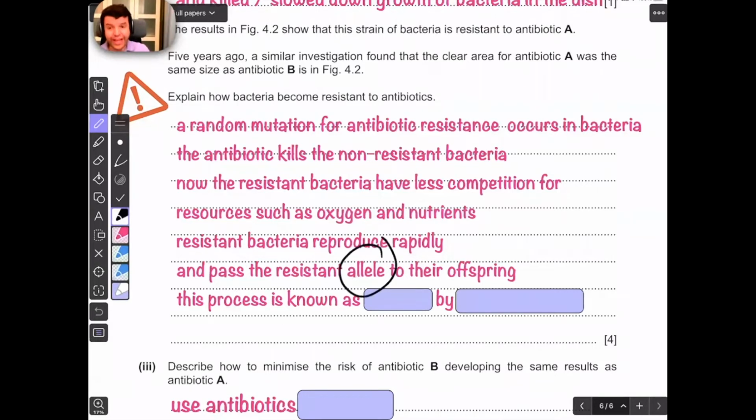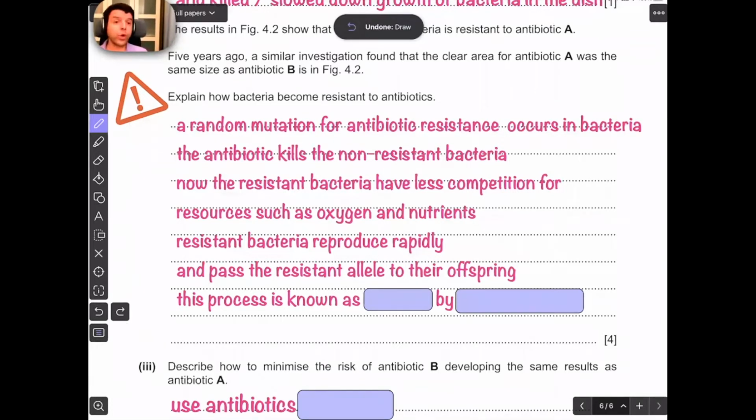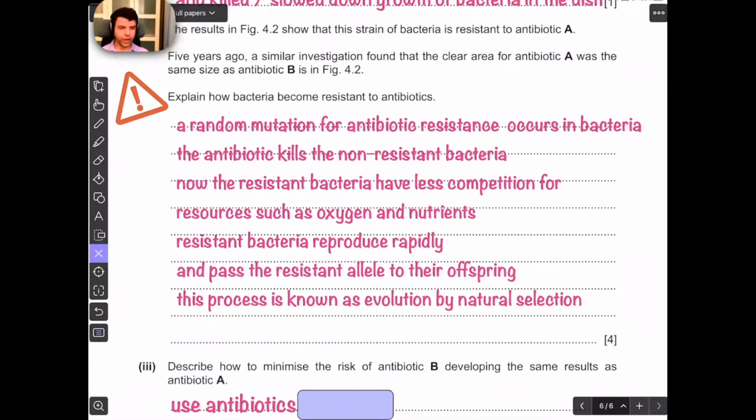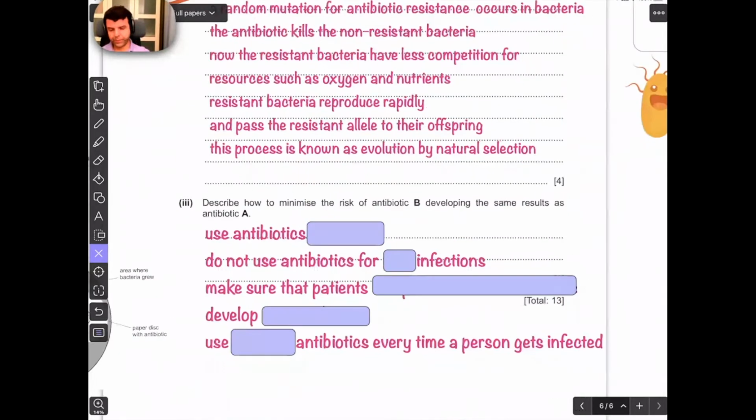Why do we always say allele here? We don't say gene, because the gene comes in two versions: an allele for non-resistance and an allele for resistance. So that's why I said the word allele. I didn't say gene. What we call this whole thing that we were talking about is evolution. And evolution happens by what? Evolution happens by natural selection. Okay. All right. Any questions?